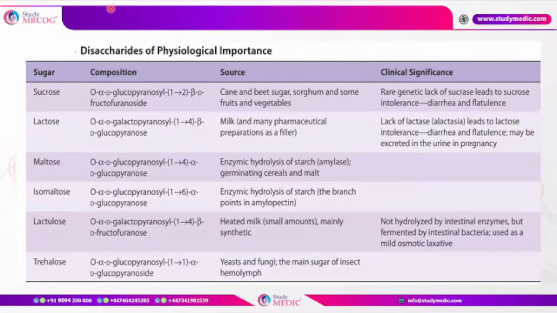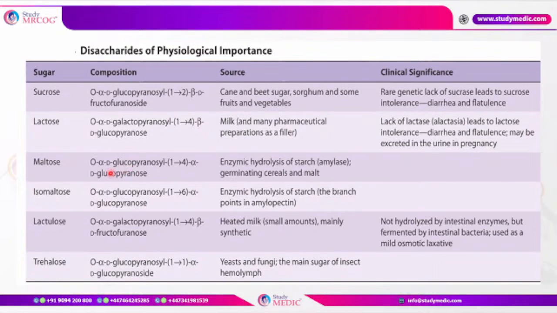Now we'll see about the disaccharides. The examples for disaccharides: sucrose, which is obtained from cane or beet sugar, or the table sugar, whatever we call. What is it made up of? It is made up of glucose and fructose. Lactose is obtained from milk, and it is made up of galactose and glucose. The enzyme required for lactose digestion is lactase, and if this lactase is deficient, the person will develop what is called lactose intolerance, presenting with diarrhea, flatulence and such situations.